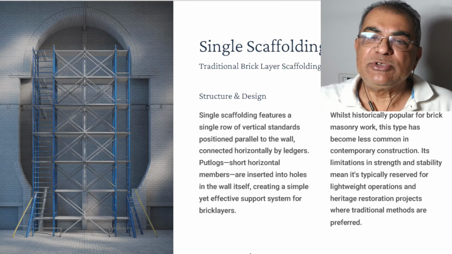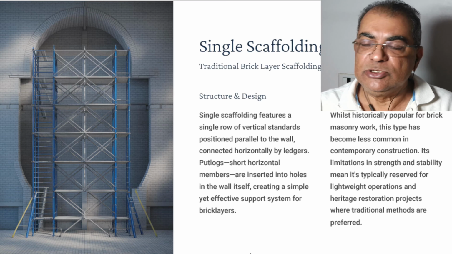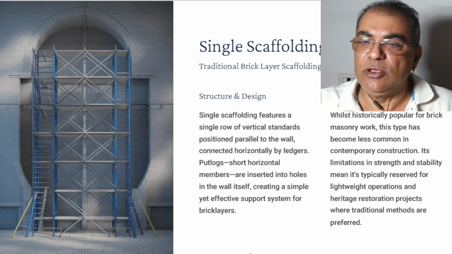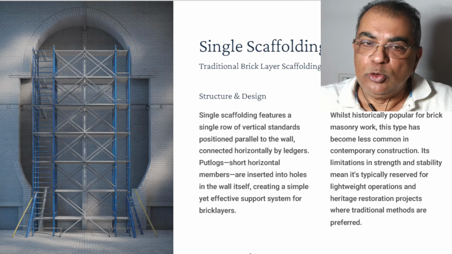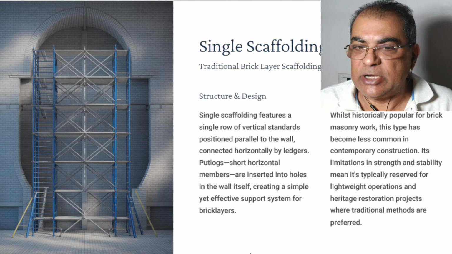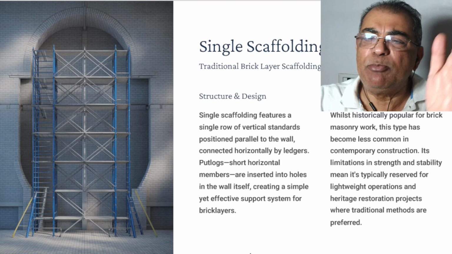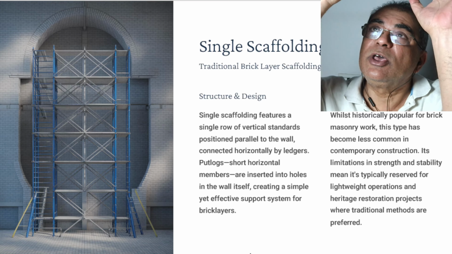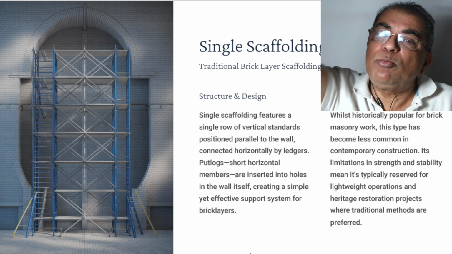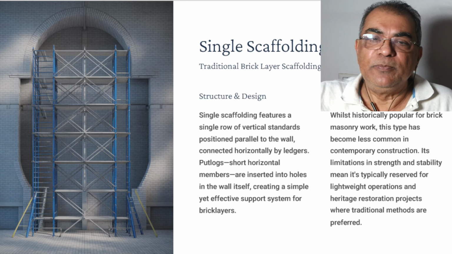So the first type of scaffold, as you can see, is a single scaffold. It has a single row of standards with tie anchoring, and it is, for example, for a small place where somebody has to work at one point. So that is going to be a single scaffold.